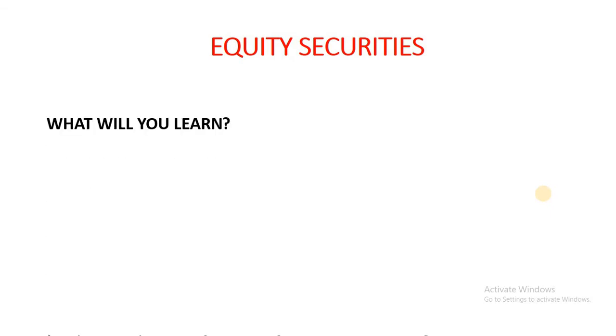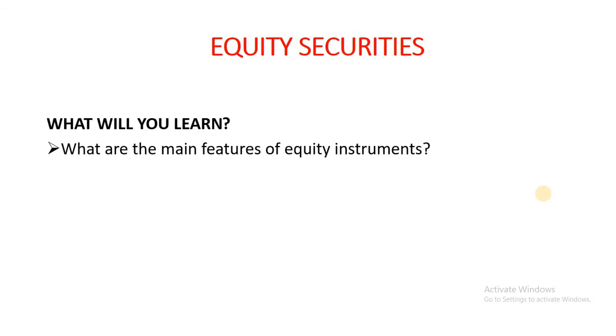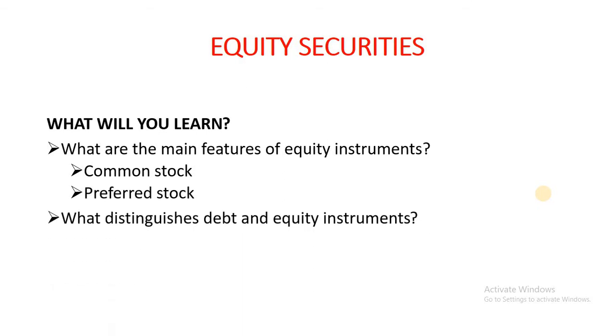In this lecture, we will learn the main features of equity instruments. There are two types of equity instruments. These are common stock and preferred stock. We'll also learn about the differences between debt and equity instruments. Let's look at the features of common stock first.